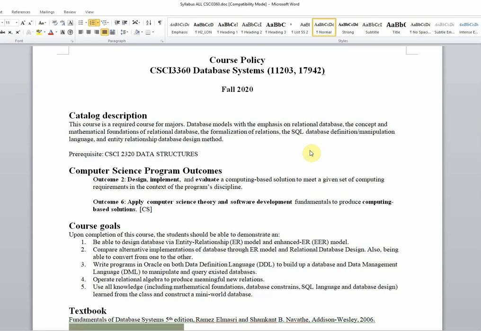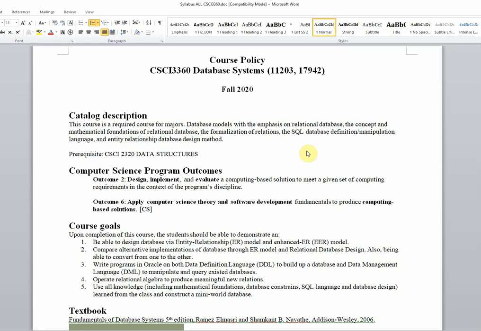This course is about database systems, CSCI 3360. This is going to be a required course for all majors, and I believe it's also a required course for cybersecurity. My name is Dr. Bernard Chen. I'm the instructor for this course. So let us start talking about the syllabus about this course, including the course policy, class policy, and syllabus.